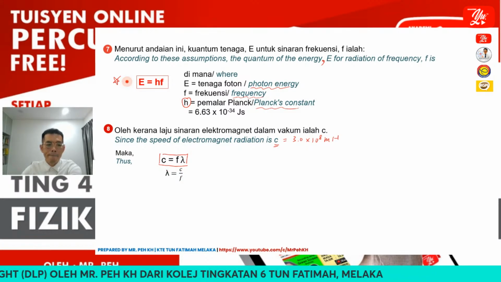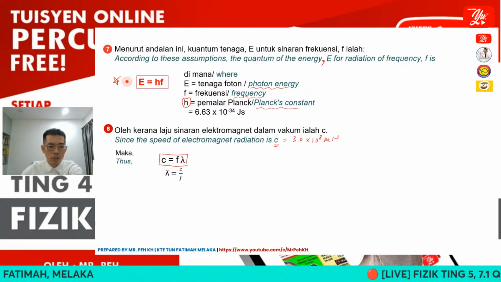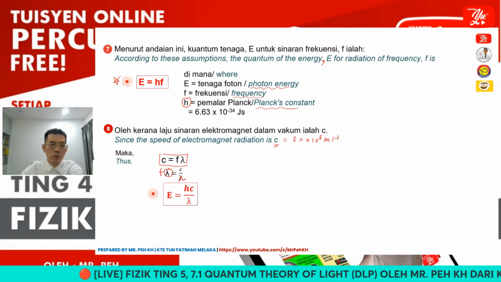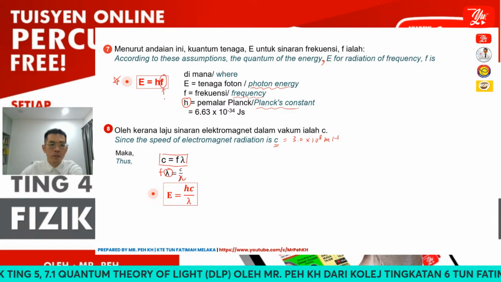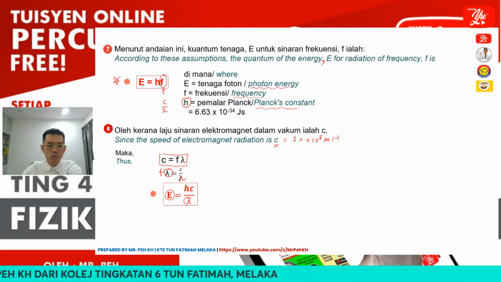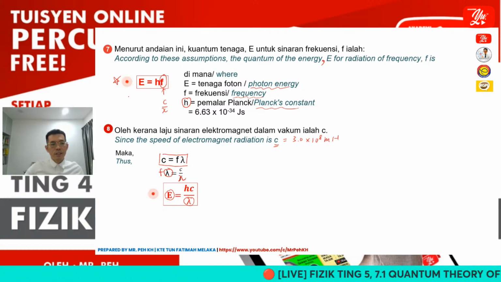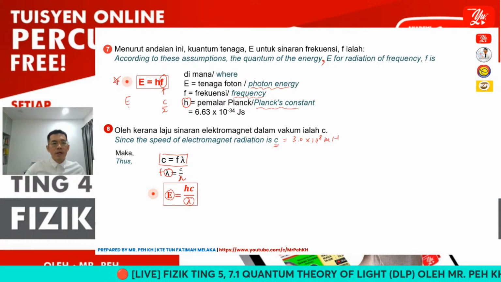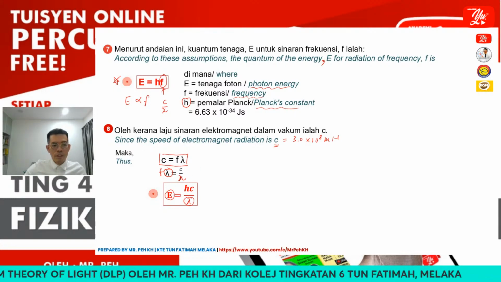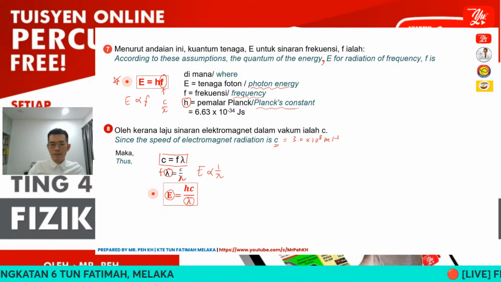And we substitute into the equation E equals HF. Here, this supposed to be F, and here supposed to be lambda. Okay, so when we substitute the F with C over lambda, we get another formula of energy which is related to the wavelength of the light. Okay, so through these two formulas, we can conclude that the quantum of energy or photon energy is directly proportional to F. So for the next formula, the E will be inversely proportional to the wavelength of the light.